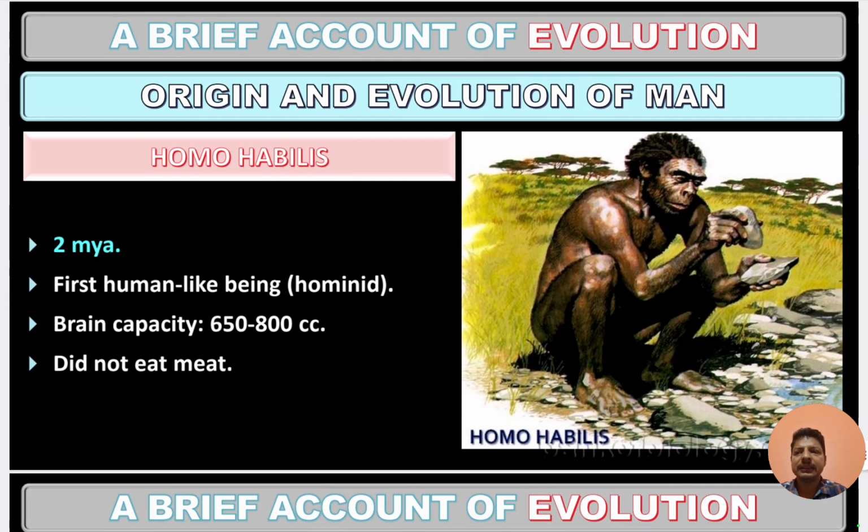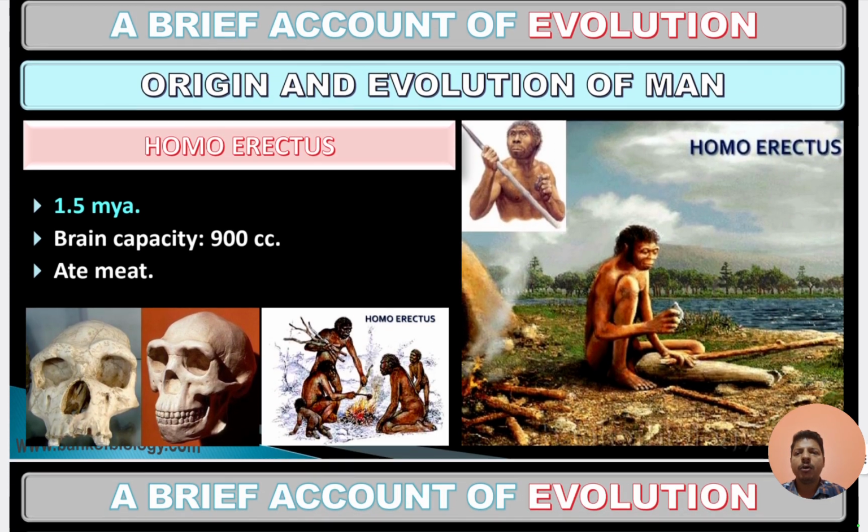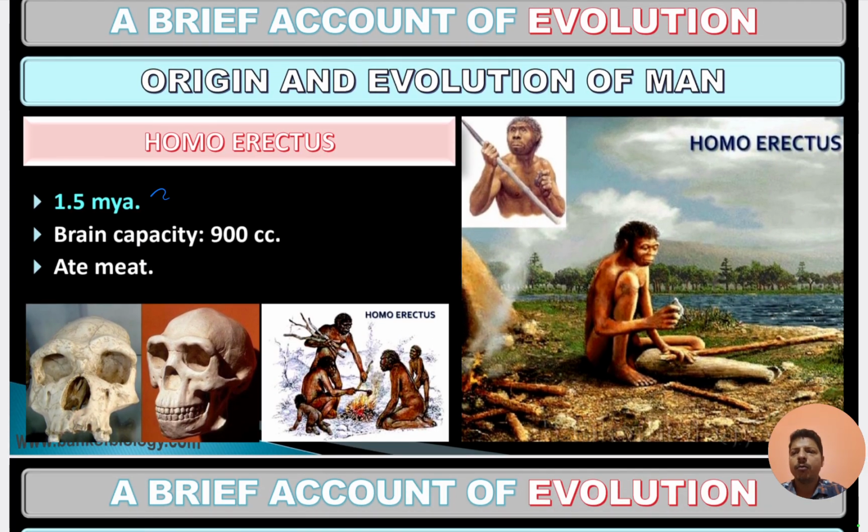Homo habilis, 2 million years ago, first human-like being, hominid, brain capacity 650 to 800 cc, cc means cranium capacity, did not eat meat. Then Homo erectus, 1.5 million years ago, brain capacity 900 cc, ate meat.